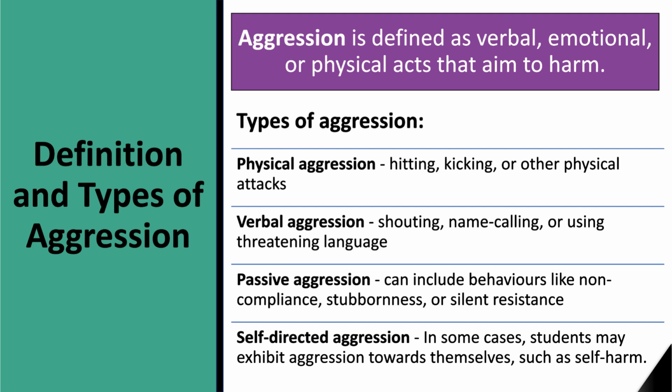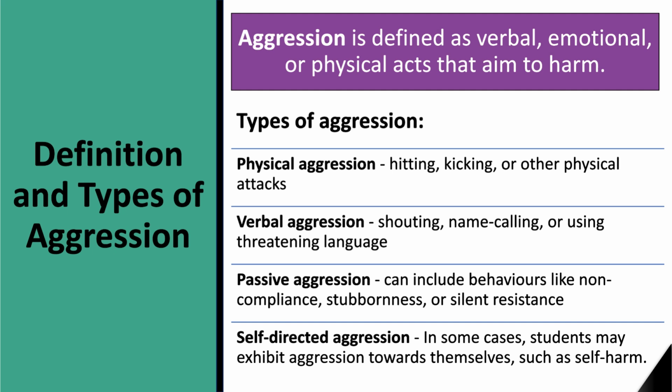Definitions and types of aggression. Aggression can manifest in various forms, each requiring different approaches for intervention. Broadly, aggression refers to any behaviour that is intended to harm or hurt another person, either physically, verbally, or emotionally. In education settings, it is important to recognise the different types of aggression. Physical aggression can include hitting, kicking, or other physical attacks such as pushing or shoving. Verbal aggression might involve shouting, name calling, or using threatening or abusive language.